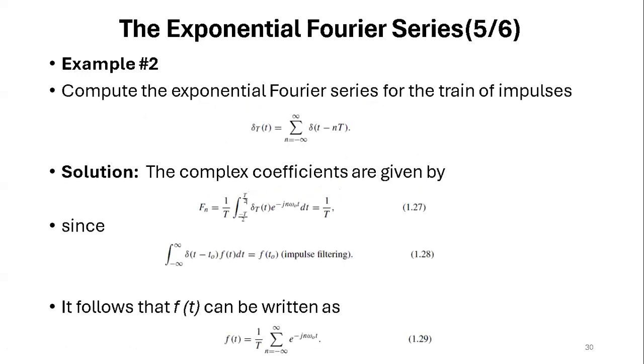Now the next example, example 2. Compute the exponential Fourier series for the train of impulses. This impulse train is a periodic signal, delta T of t, equal to the summation from n equals minus infinity to infinity of impulse delta of t minus n times the time period of the periodic signal.